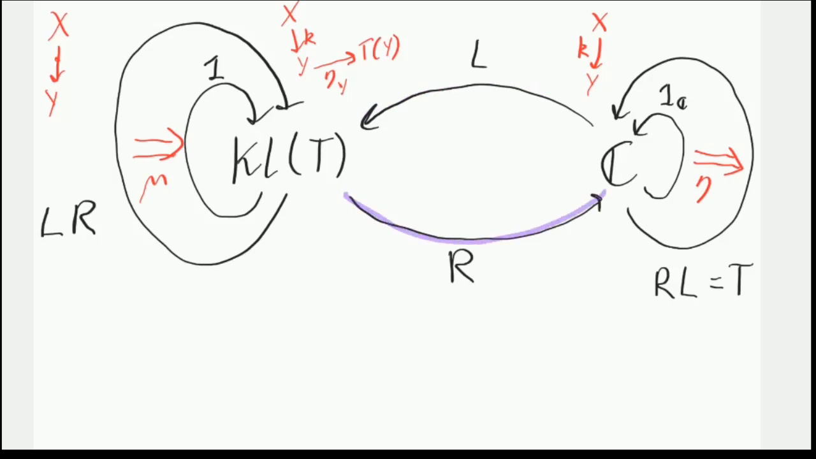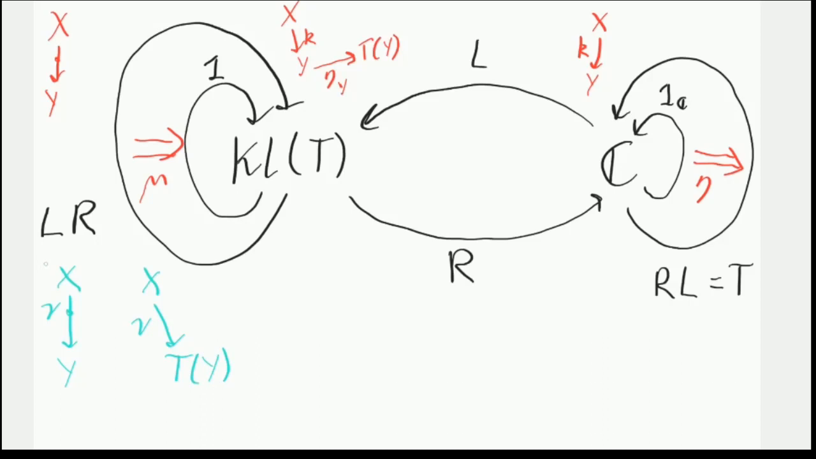What about this functor R? What about the right adjoint to our functor L? How is that defined? Well, let's now take an arrow in our Kleisli category. So we'll take an arrow V from X to Y. Now that's a Kleisli arrow. So it's going to correspond to an ordinary C arrow, which goes from X to T of Y.